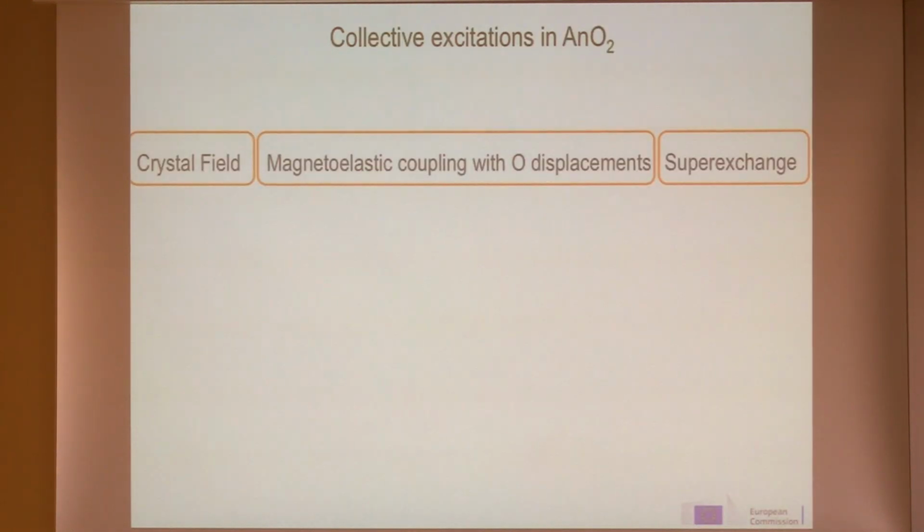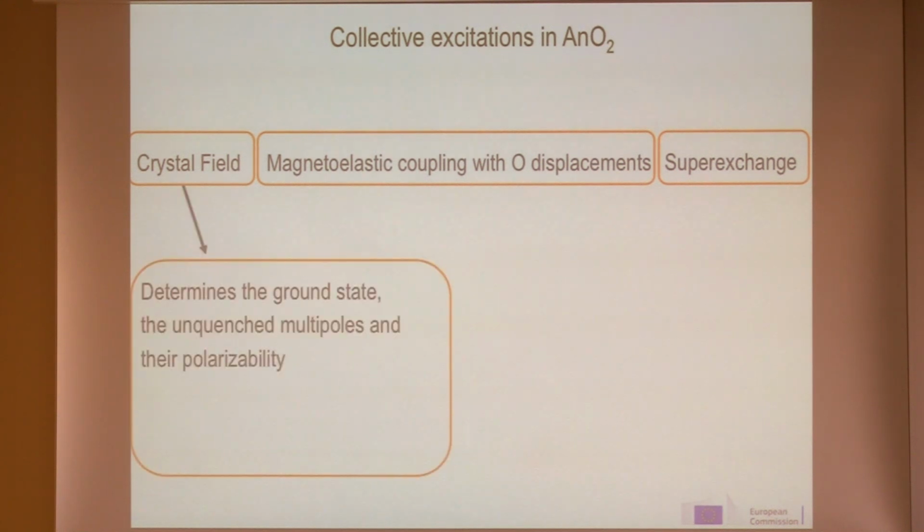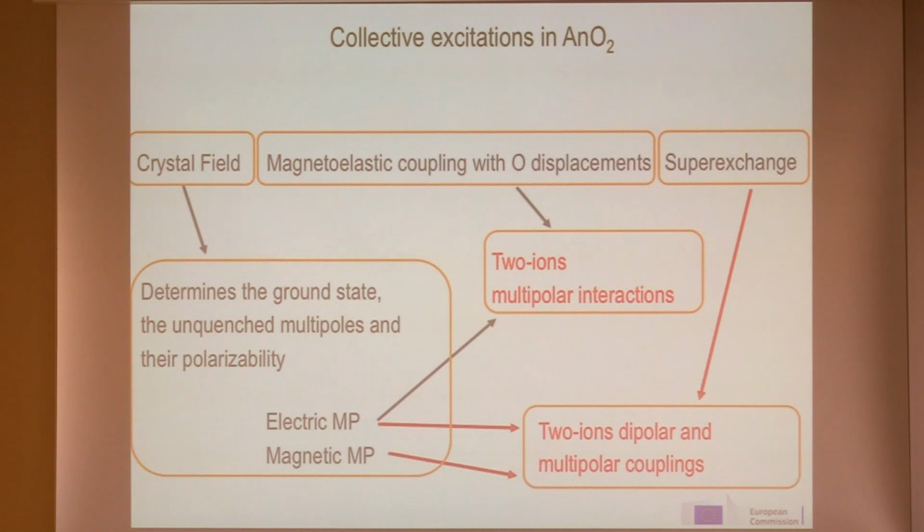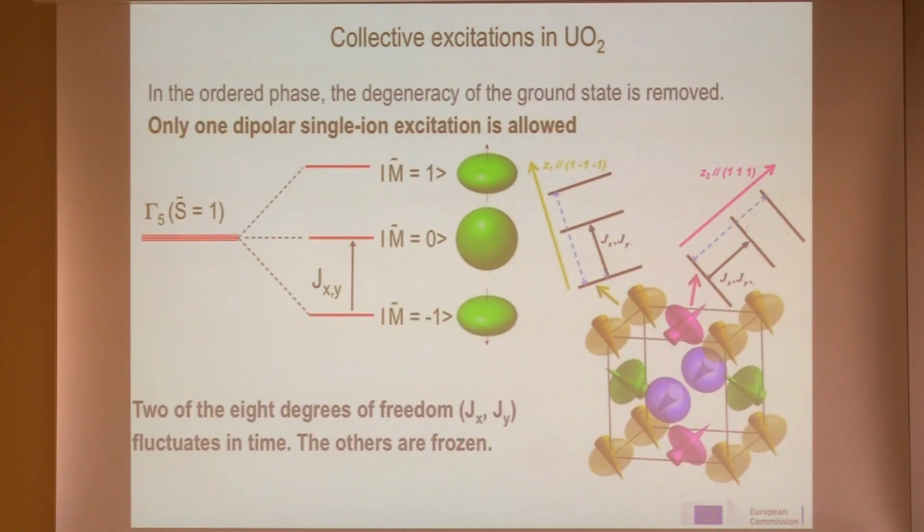dynamics, collective excitations. The main ingredients are crystal field, magnetoelastic coupling with oxygen displacement, and superexchange. Crystal field determines the ground state, the unquenched multipoles, and their polarizability. On the other hand, magnetoelastic coupling provides two-ion multipolar interaction, coupling electric multipoles. Superexchange provides instead two-ion dipolar and multipolar coupling between magnetic multipoles and electric multipoles.